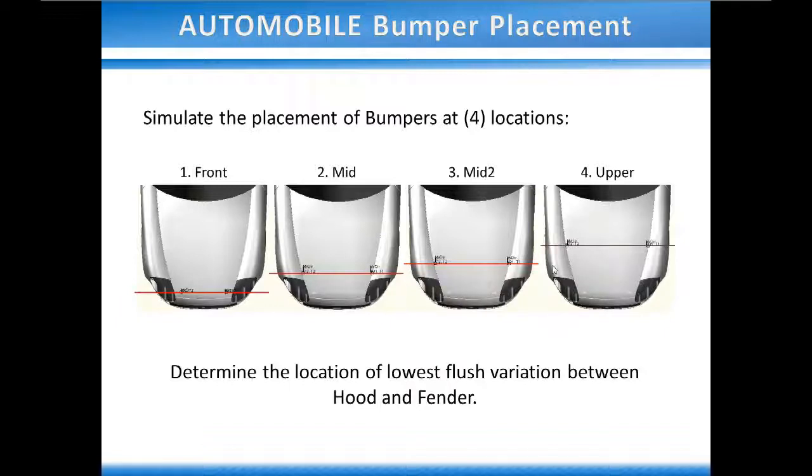And in order to do this, we decided to test 4 different situations. So we wanted to look at if we place the bumpers right here near the front of the car, and then 3 other cases further back. And we were hoping that by comparing the results of each of these locations, we could find a better placement for the bumpers to reduce that flush measurement.